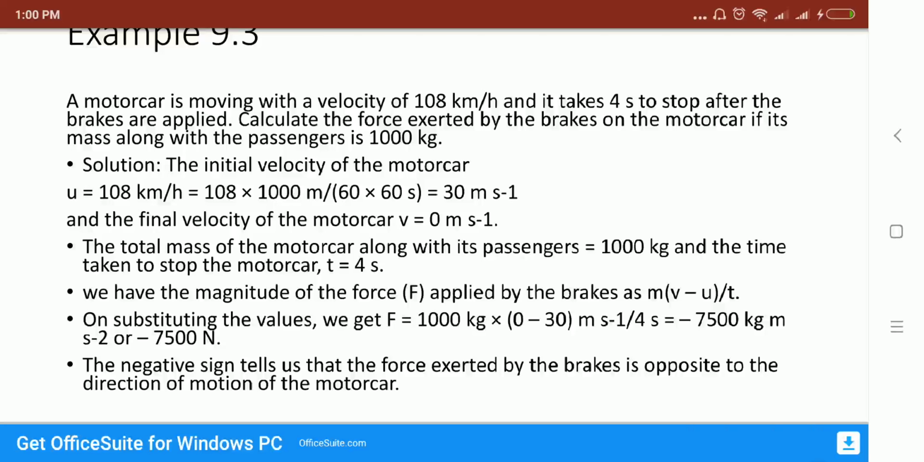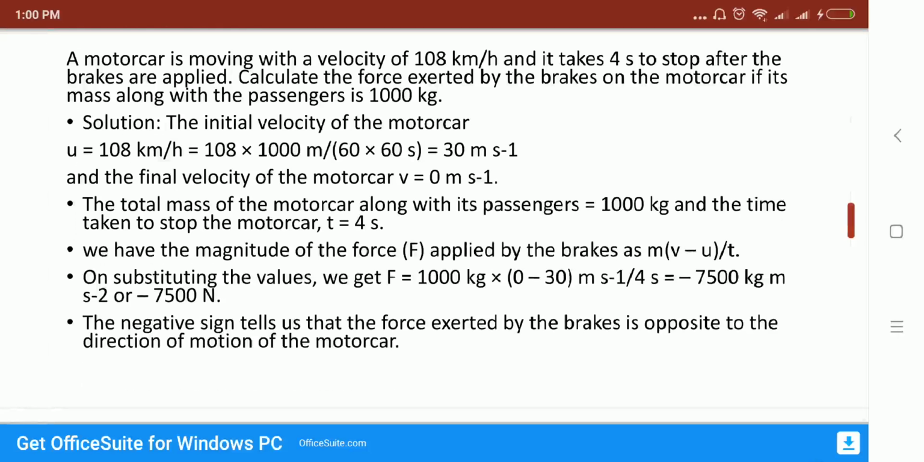So now u is 30 meter per second and t is 4 seconds. By replacing each value, the force value is minus 7500 Newton. Here a negative sign is there, meaning opposite force is applied. The object is already in motion and we want to stop it as the brake is applied. So that's why the force value is negative. It defines the sign opposite to the direction of the motion.